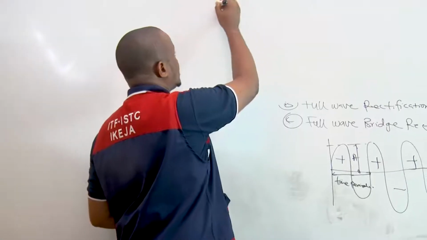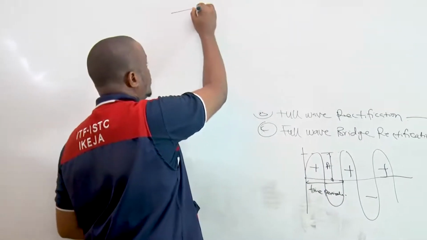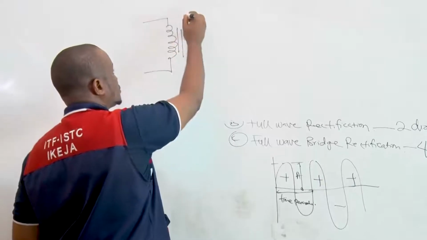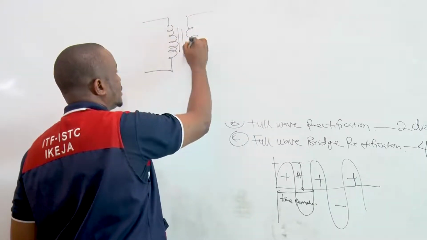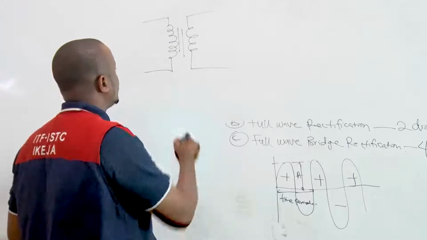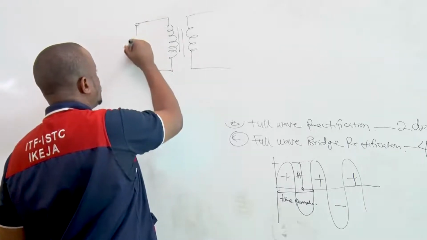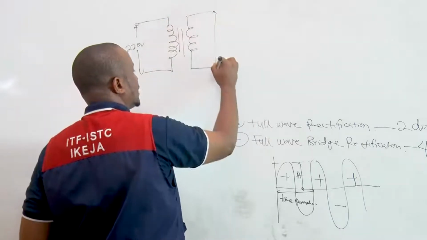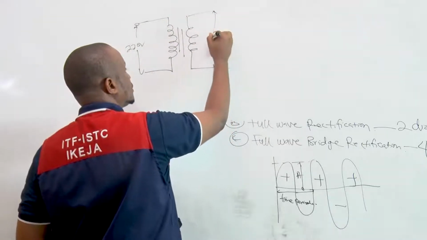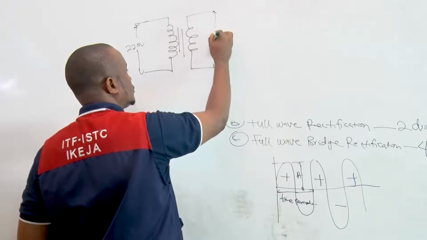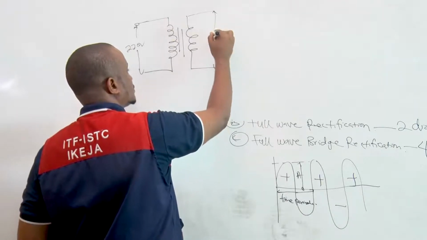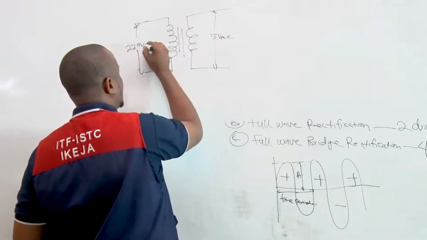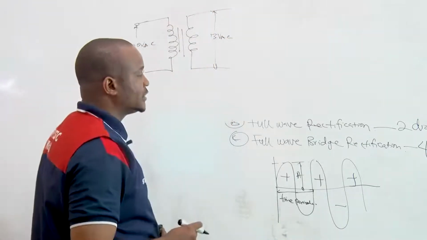So in this case, let me just draw a transformer, as another voltage source. So we have a step-down transformer. Let's say this is 220 volts. So we could have something like, say, 12 volts, or 13 volts, whatever it is. But still AC because it is still alternating.